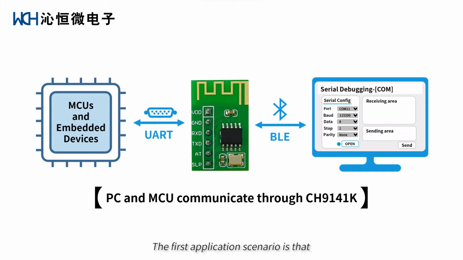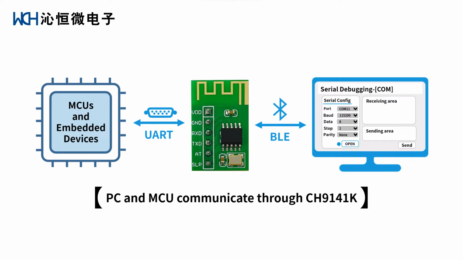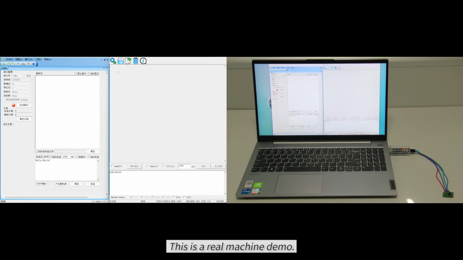The first application scenario is that one end of the serial port is connected to the embedded device, and the other end is connected to the computer via Bluetooth. The serial port data is sent and received on the computer through Bluetooth. This is a real machine demo.